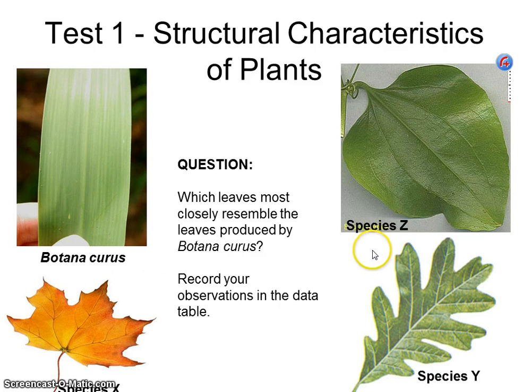Hold on. All right, so once you've decided which one that you think looks most similar or has similar characteristics to Botanicurus, then you're going to record those observations in the data table. So your data table for those observations is on page where it says test 1. Okay, so it's on page 8 of the lab. Table 1, comparison of Botanicurus and species X, Y, and Z. Okay?